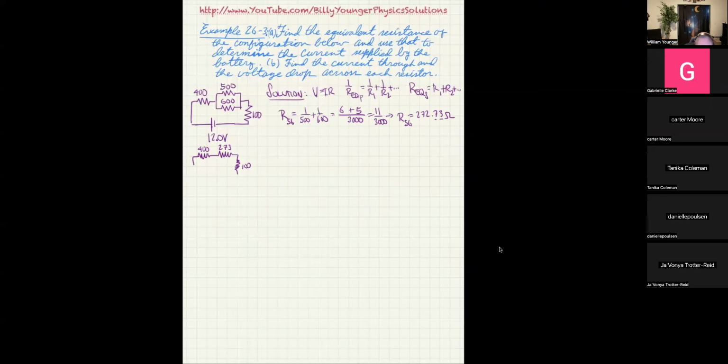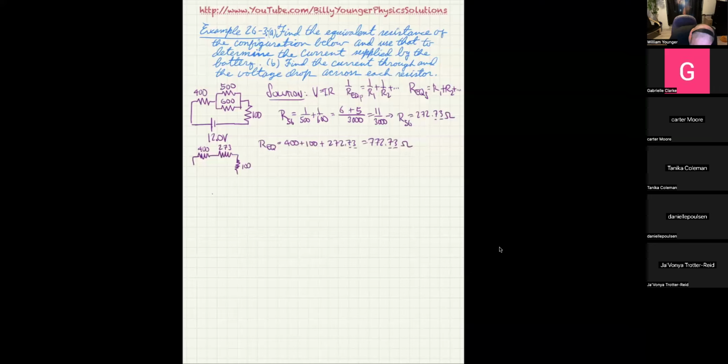So that's really all we've got left. In fact, they're all in series, so this is super easy. We can now say R equivalent, because this will be one resistor that represents all of them. That's going to be equal to 400 plus 100 plus 272.73. I'm going to assume the 400, 500, 600, 100 are all 3 sig figs. Either way, though, you're going to get that's 500 plus 272.73, which equals 772.73 ohms. So that's the equivalent resistance.